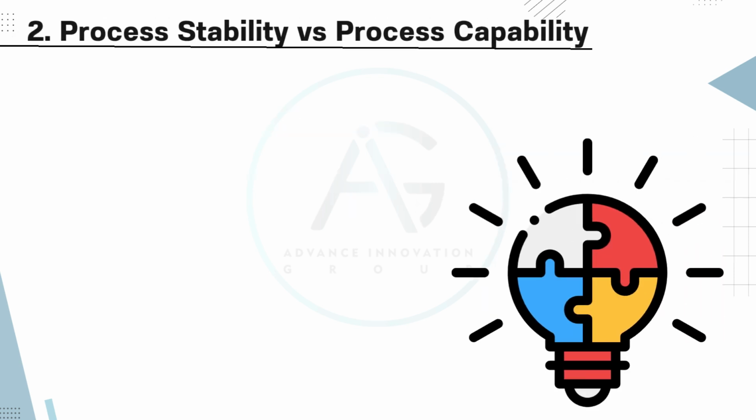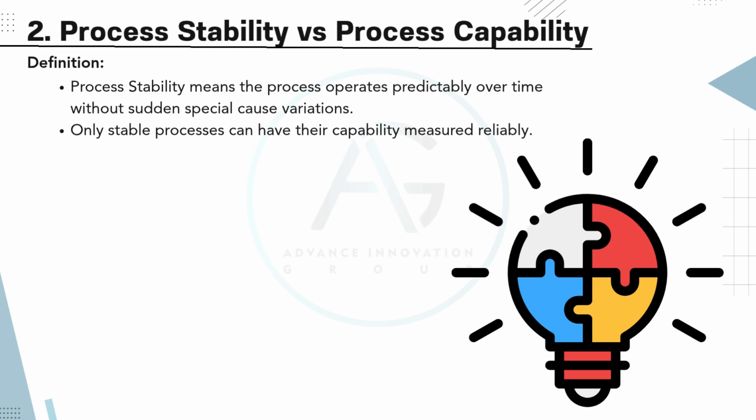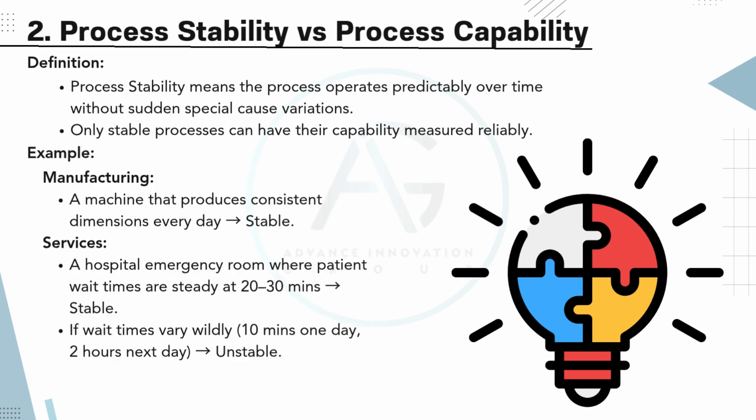Second, process stability versus process capability. Definition. Process stability means the process operates predictably over time without sudden special cause variations. Only stable processes can have their capability measured reliably. Example: manufacturing. A machine that produces consistent dimensions every day is stable. Services. A hospital emergency room where patient wait times are steady at 20 to 30 minutes is stable. If wait times vary wildly, 10 minutes one day, 2 hours the next day, it is unstable.